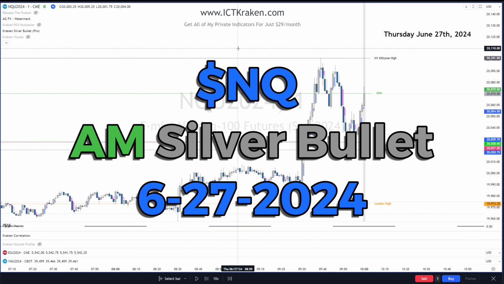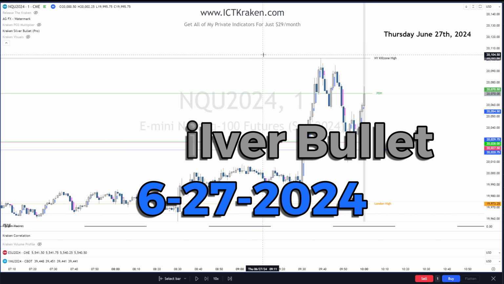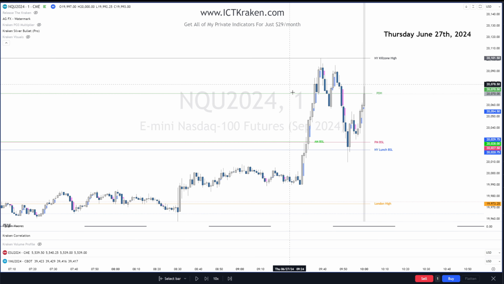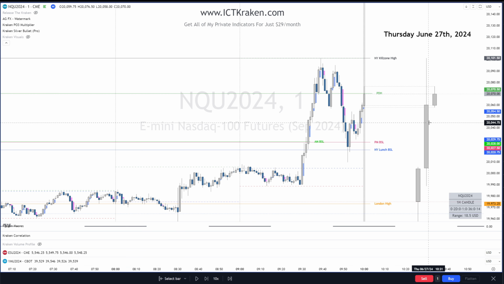Today I want to go over the AM Silver Bullet for Thursday, June 27th. So let's get started. The first thing I'm going to do is turn on the Kraken Silver Bullet Pro. Now I got a question about how come you don't show all your indicators while you're doing replays? Well, I use this one while I'm live trading. I don't use it as often as when I'm in my replays.